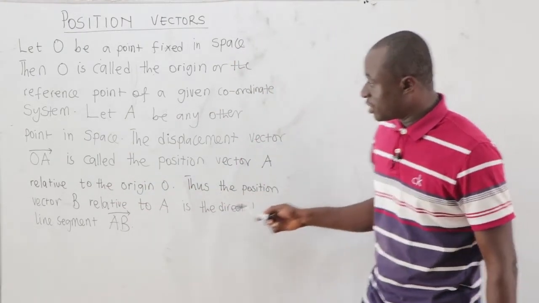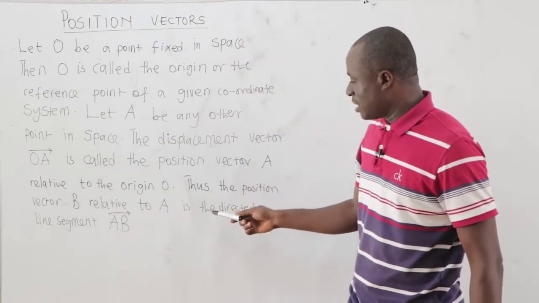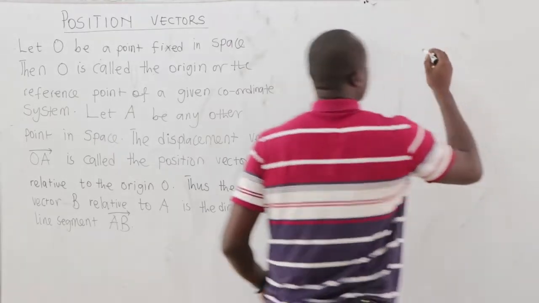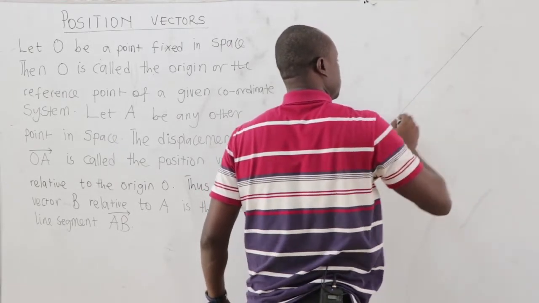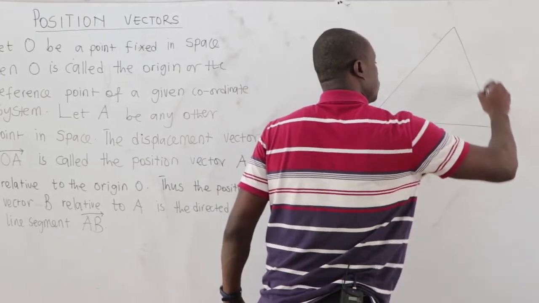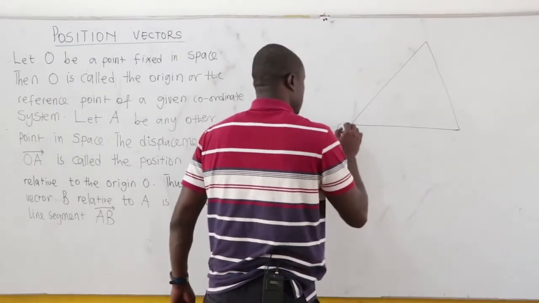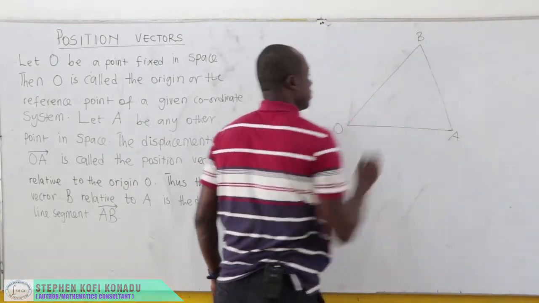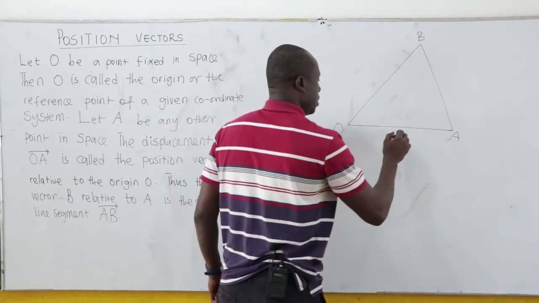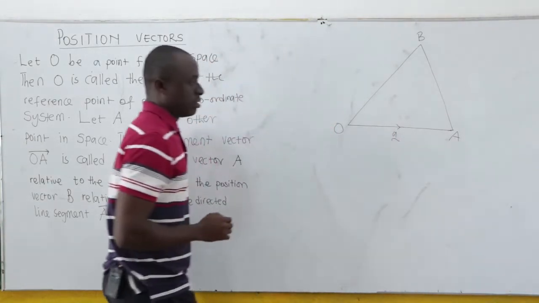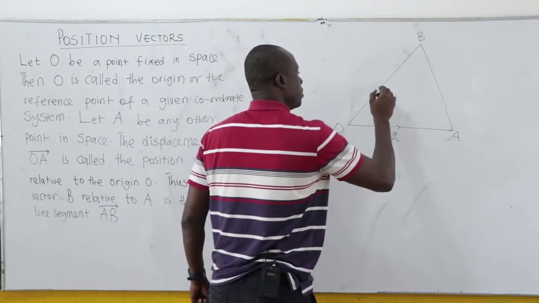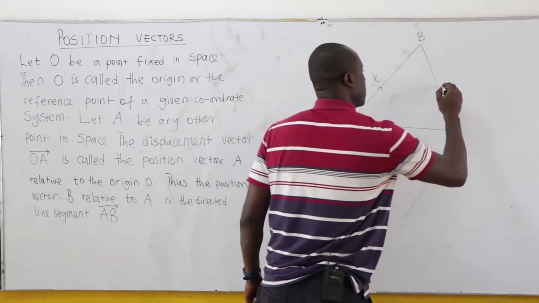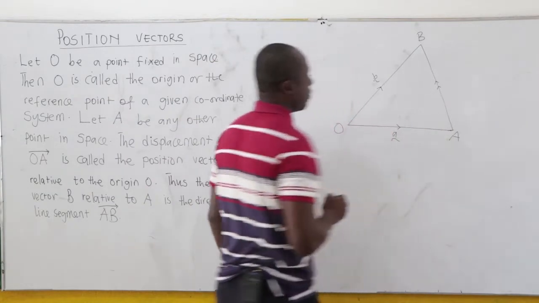That is, the position vector of B relative to A is the directed line segment AB. Now let's represent this over here. Let's consider this diagram. Now this is the point O. So we have A and then B. Now let OA be a and OB be b. Now clearly, from the triangular law, we can have an arrow over here.